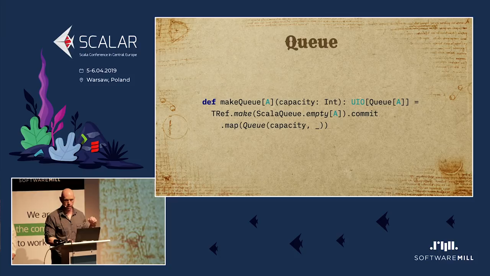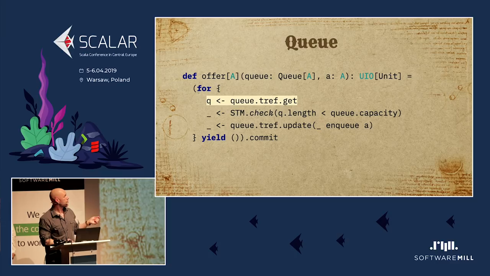Then to implement offer, you retrieve the immutable Scala queue from out of the TRef. You check, this is how simple this is, you check to see that there's enough room inside the queue. And remember, if this check doesn't succeed, the whole thing ends up being retried until it does. So once the next line of code is executed, you know there's room in the queue. This happens asynchronously. And then finally, you update the TRef by enqueuing the new element, and you commit the transaction.